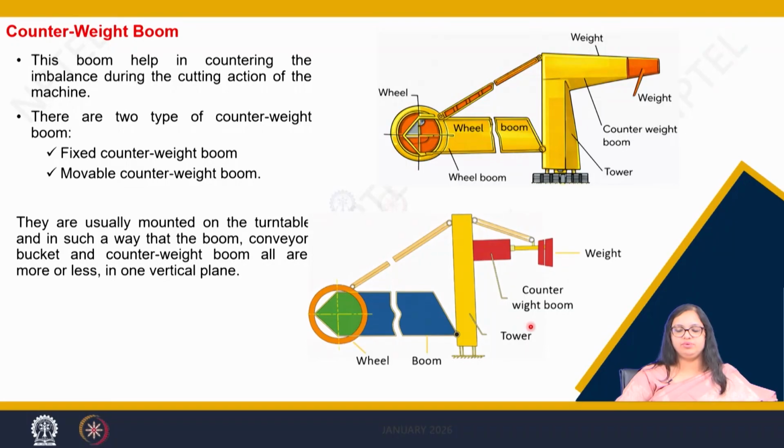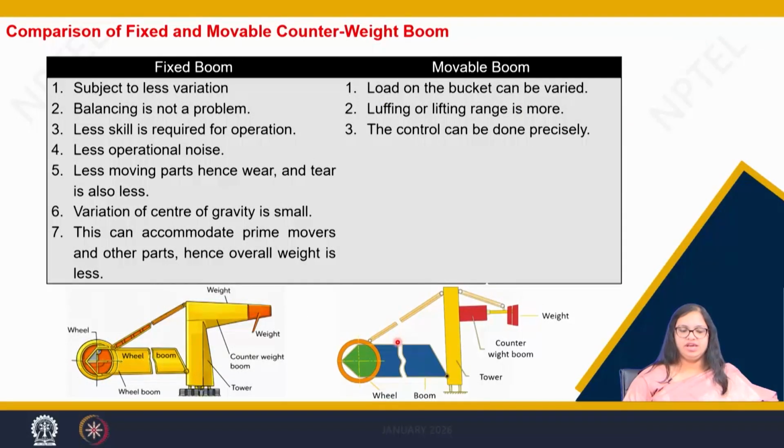However, in a movable counterweight boom, as the wheel boom moves up and down, the counterweight can also move up and down for balancing the complete machine. Hence, when we talk about a fixed boom, the variation of the wheel boom, the angle to which it can vary or move up and down, is less.